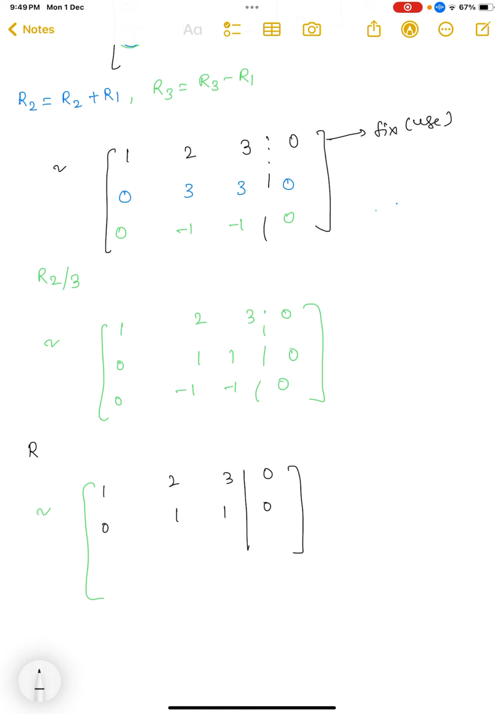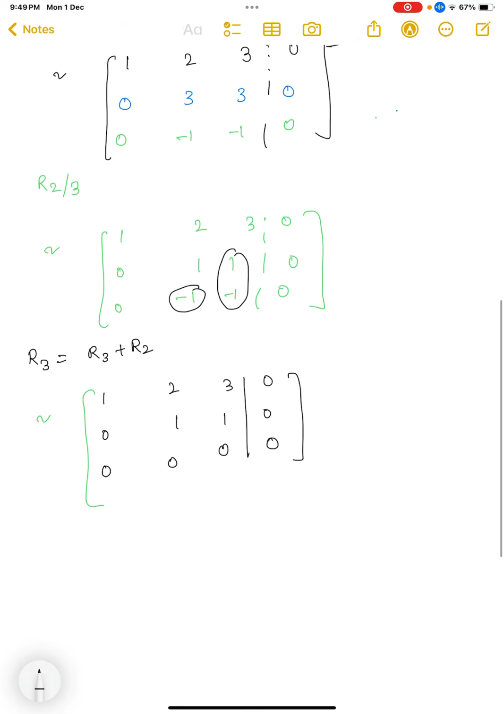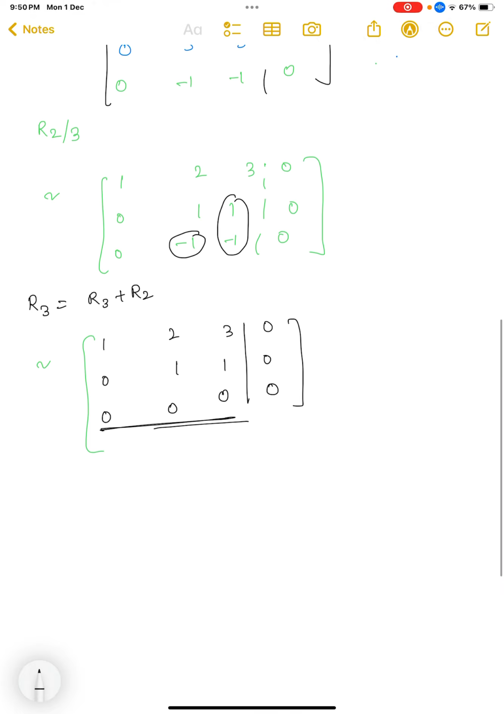Now by use of the second row we have to find 0 here. So how will it be 0? r3 equals r3 plus r2. Then here you will get 0, and again here negative 1 plus 1, so here again we will have 0. You can see this row is completely 0. So by r3 we can take c3 equals t. Suppose this is t.